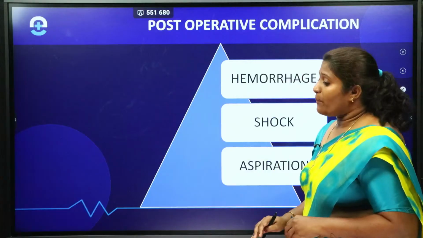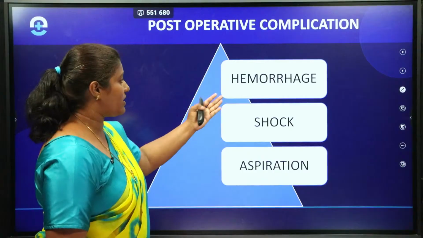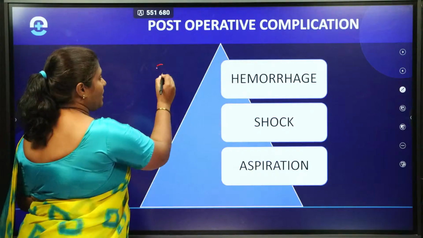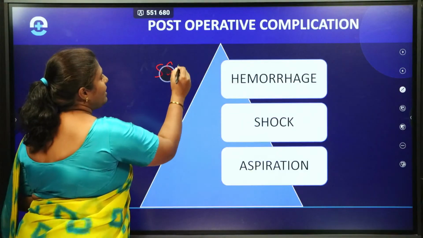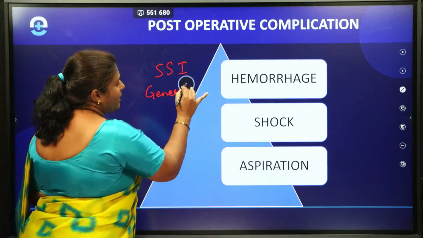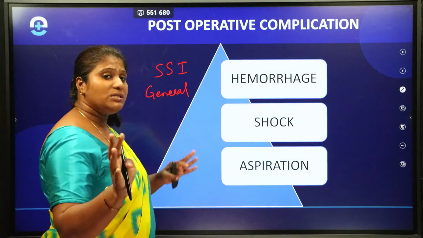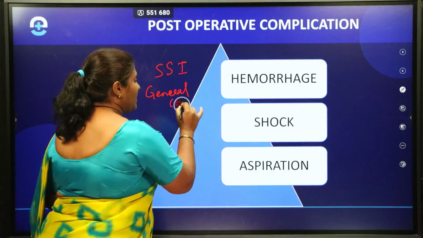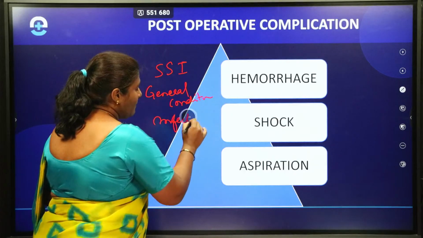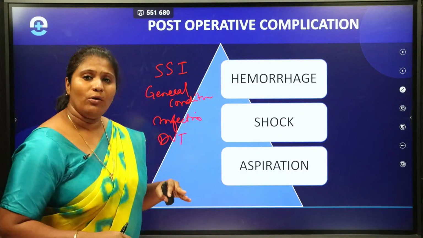Next one is post-operative complication. These are the last portions which we are studying. Post-operative complications: hemorrhage, shock, aspiration, SSI. Okay, here I gave only a few complications. SSI. Okay, then other general conditions. If you are not properly following aseptic technique or some kind of things, other general complications will take place. Infections, okay, DVT, all these will take place as post-operative complications.